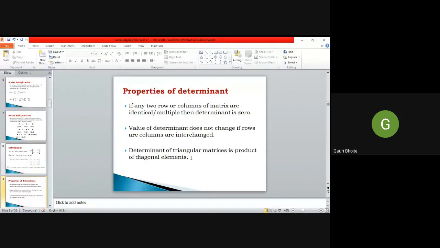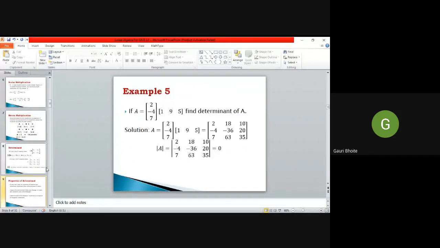Okay. So are you getting this? What is the determinant?